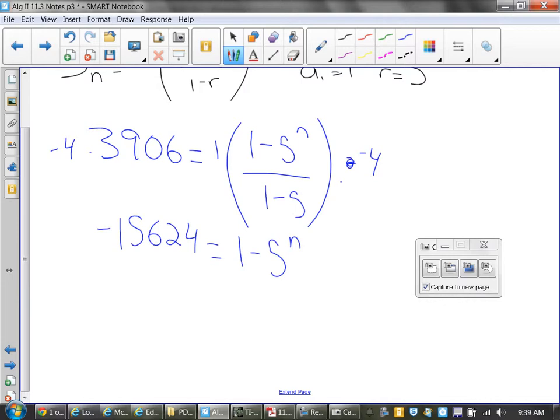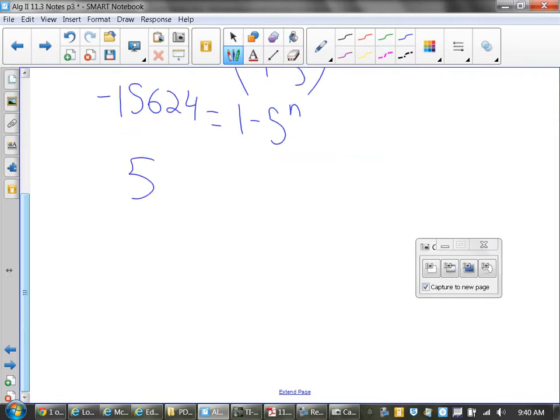Now what? Do you want to do that, or do you want to do it with these things being positive? Yeah. Let's move the signs around. Just make your life easier. Let's get this 5 to the n over here equals 15,625. Now, how do you get that exponent to drop?